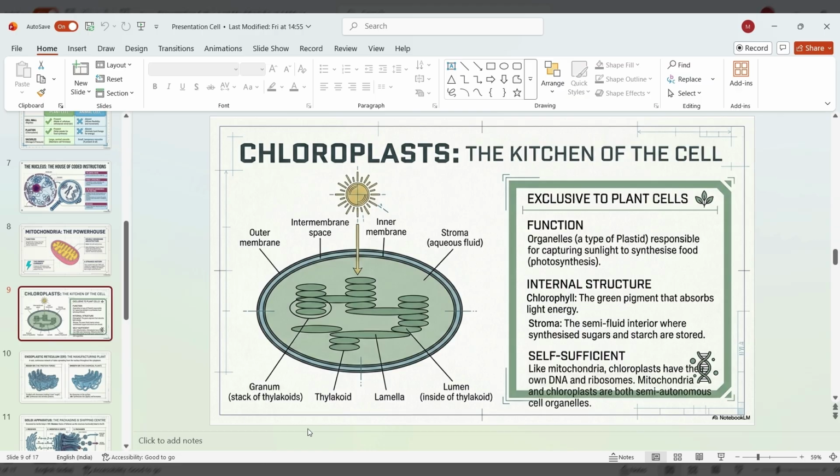And there is one more thing I can see here on the screen, that is the granum. What is this granum all about? These are the stacks of thylakoids, or a bunch of thylakoids. So this is called the granum. And this is the lamellae or lamella, a bridge-like structure between the thylakoids, which is called lamellae. Okay, so that's all about the chloroplast.